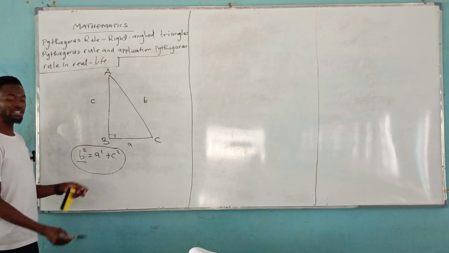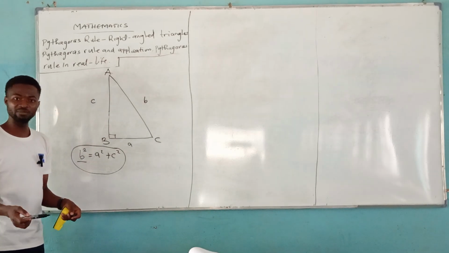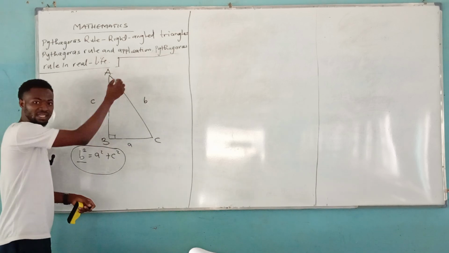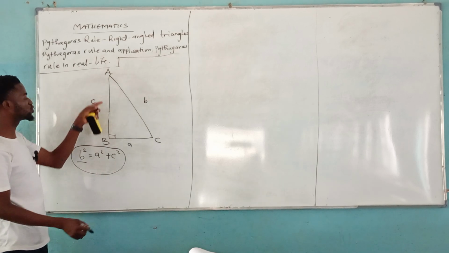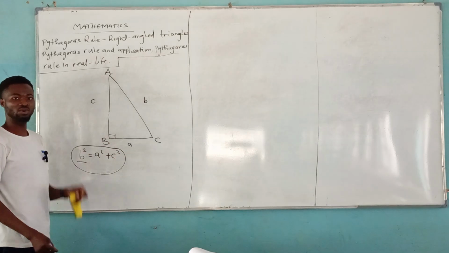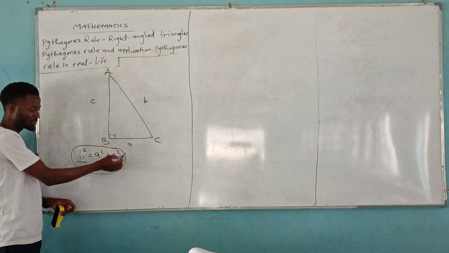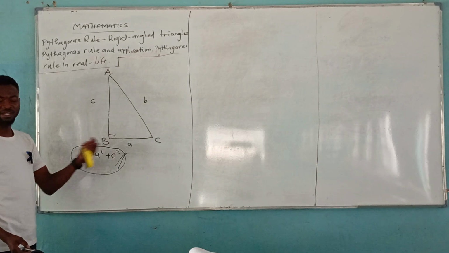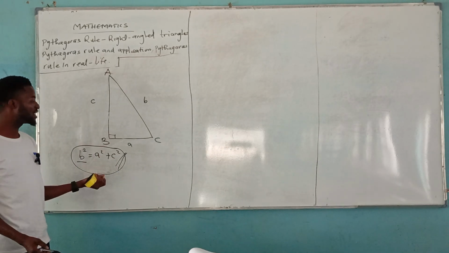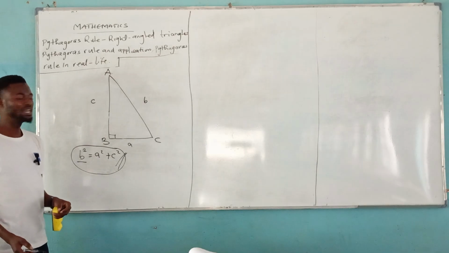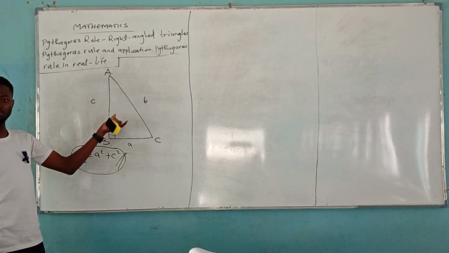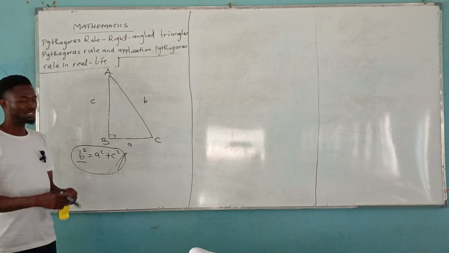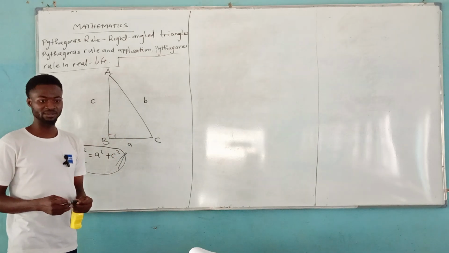No. Because from the interpretation of the Pythagoras theorem, it says the square of the hypotenuse, which is the longest side, is equal to the sum of the squares of the two other sides. That's how we were able to get this formula. So this is the formula for solving Pythagoras theorem. From here, we are going to look at some examples that will give us a clearer picture of this in a simpler way for better understanding. Thank you.